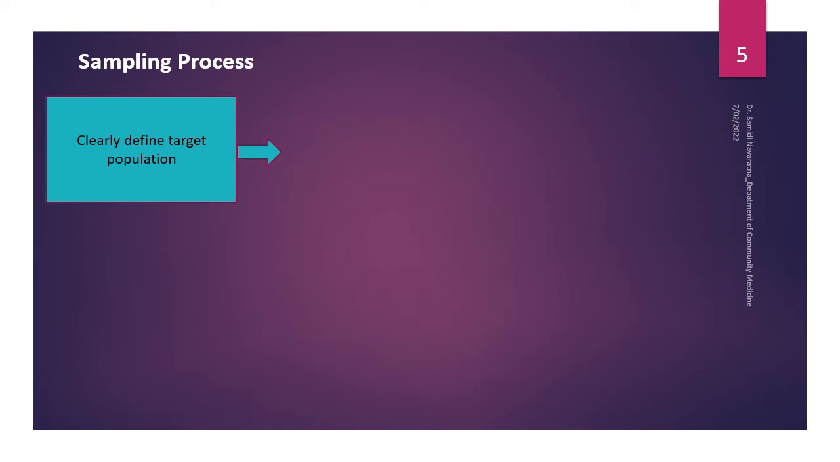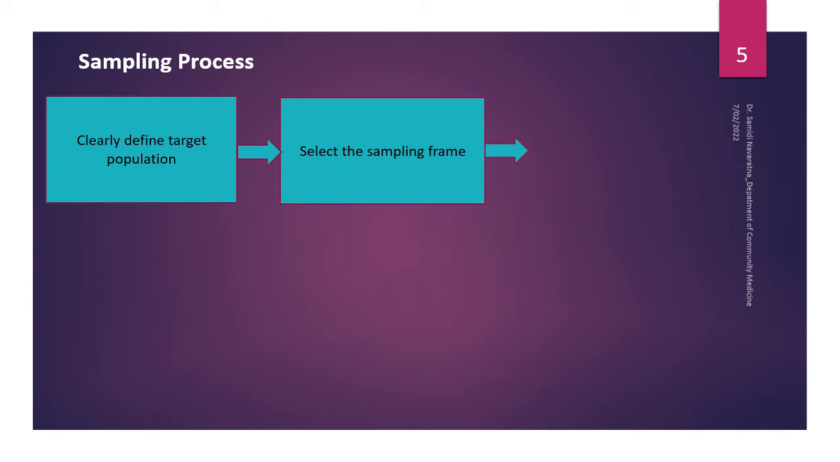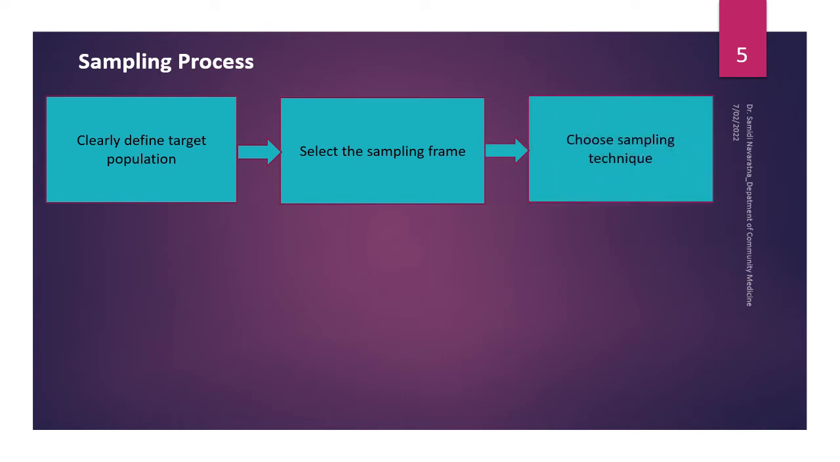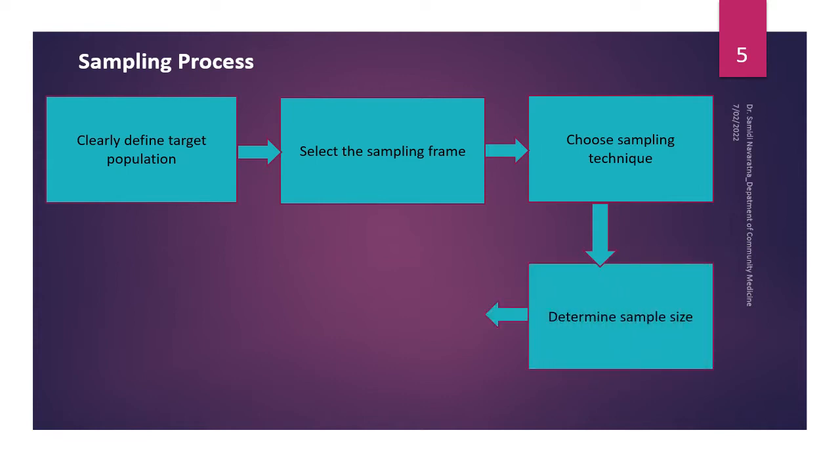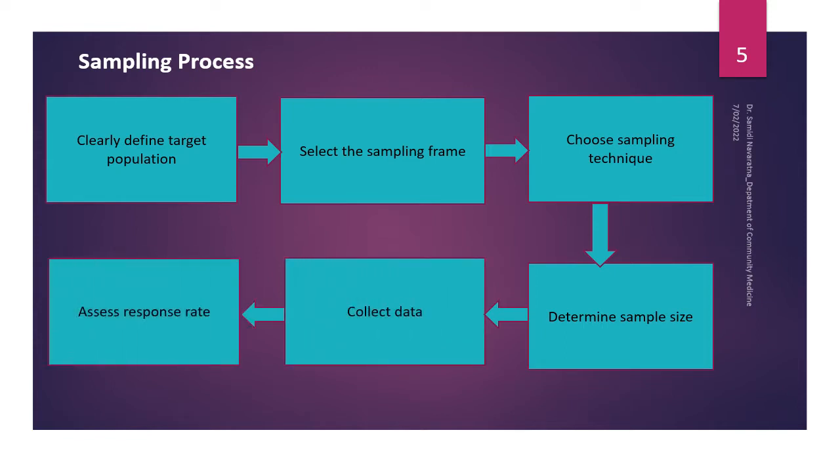The steps in the sampling process. First and foremost, you need to clearly define the target population. Then you need to select the sampling frame. And thirdly, you need to choose the appropriate sampling technique. Then determine the sample size and collect data. Then in the end, assess the response rate.